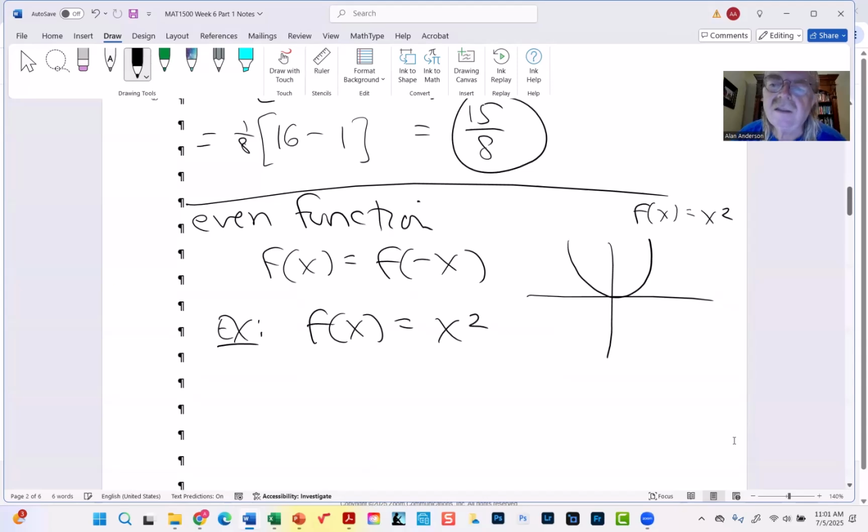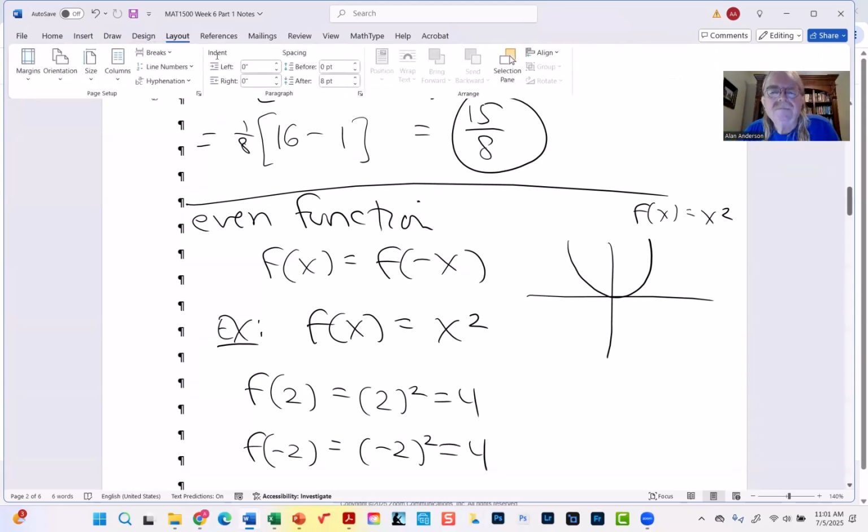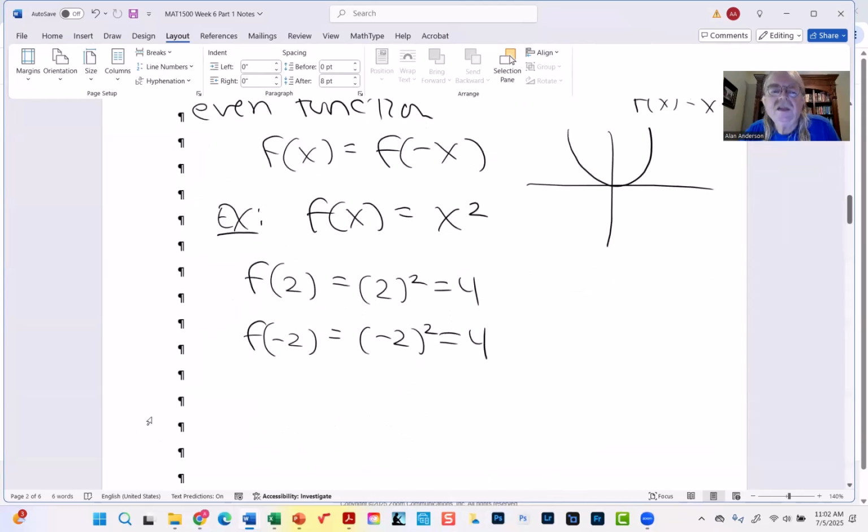So, why is it even? Well, let's say that I evaluate f of 2, and then I evaluate f of negative 2. I'm going to get the same answer. And of course, that'll be true no matter what x I choose. So, for example, here, you can prove that this will be true for all x's in the following way.